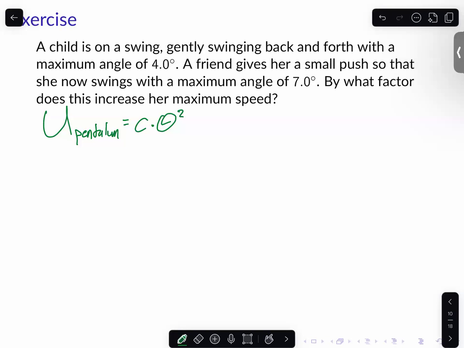Potential energy for a pendulum is equal to some constant, which I'll work out afterwards. It is not important. You will not be asked to calculate this, times the angle squared. Okay, you now have enough to reason through this. Ready, set, go, chop, chop, quick like a bunny.